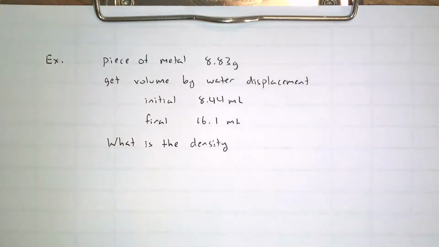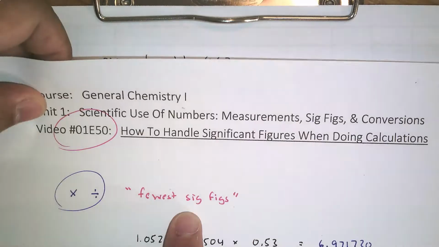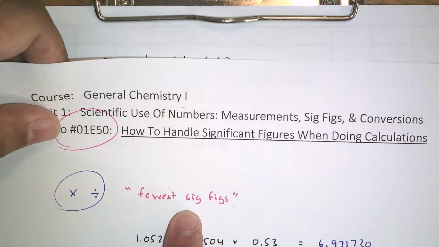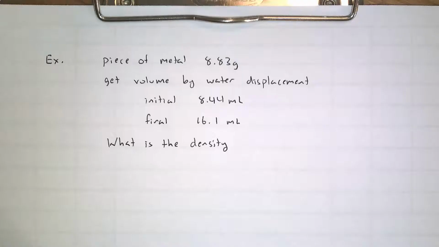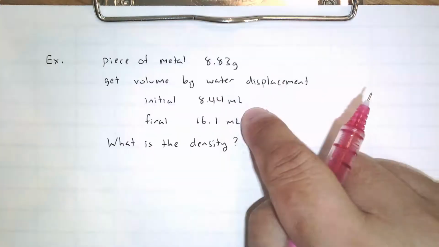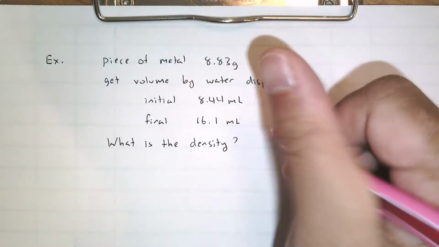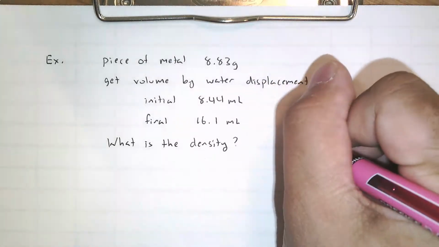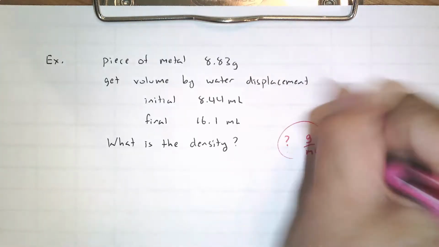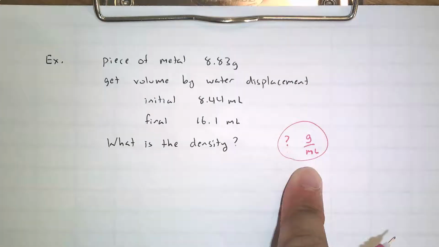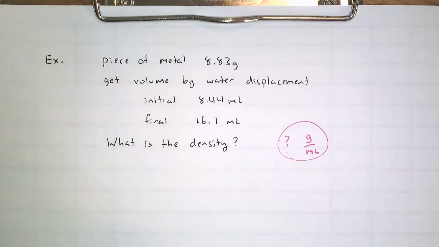Okay, before we get to those rules, fewest number of sig figs for multiplication, division, fewest decimal places for addition and subtraction, we have to be able to interpret the problem. And when they ask for density, that's mass divided by volume. And since mass is given in grams and volume in milliliters, we'll aim for an answer that has grams per milliliter. So I like to jot down the units that I want as my final answer with a question mark, just to help me keep focus.